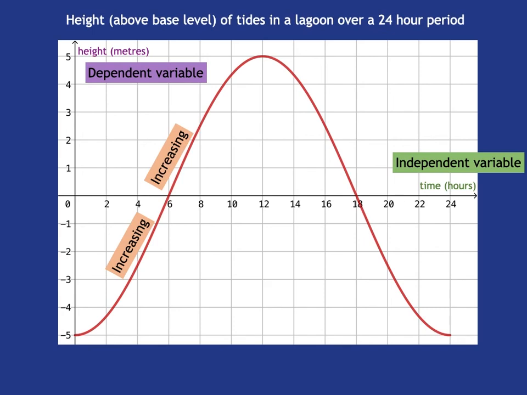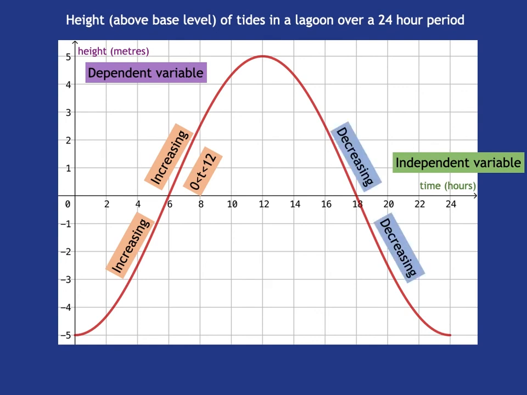So if you were asked, where is this graph increasing? You can see that it's between 0 and 12. We're looking at the times. Between 0 and 12, the graph is increasing, the tide is rising.